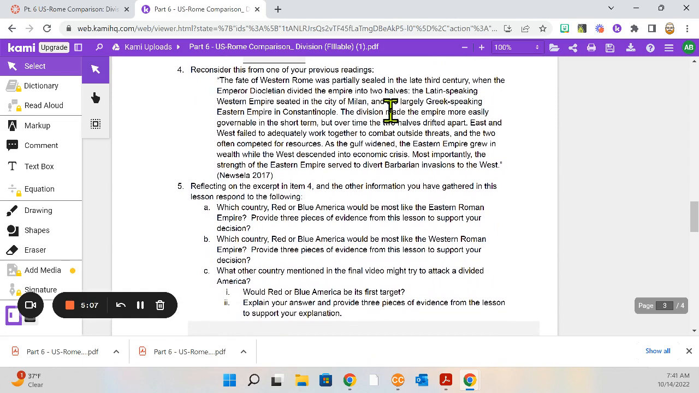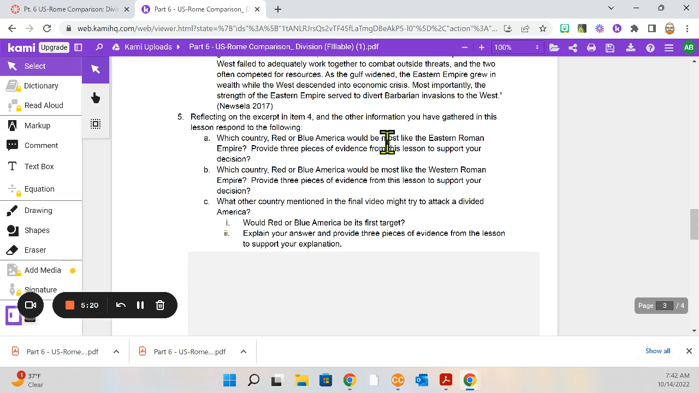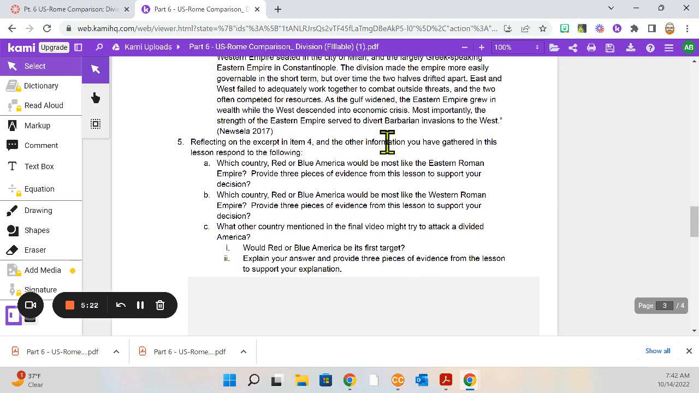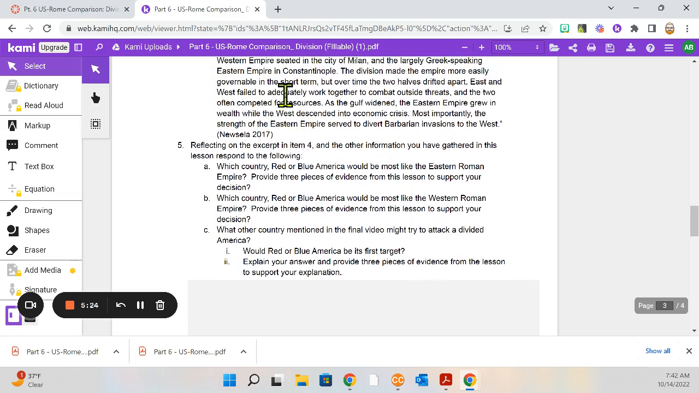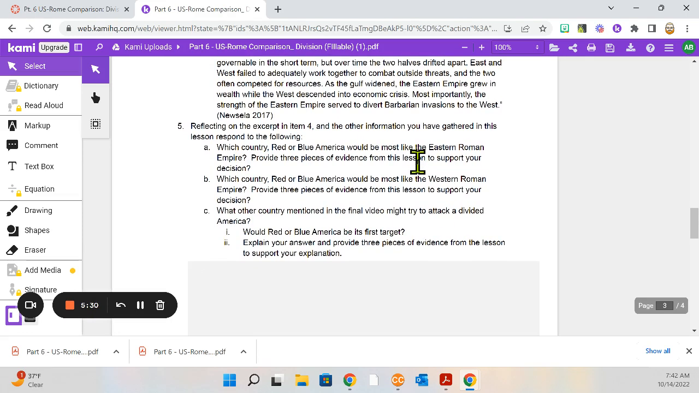Once you've done that, I've got a passage here from the article you read quite a while back about the 8 reasons for the fall of the Roman Empire. This is all about the division. I then want you to reflect on that excerpt from the article and what you have learned in this lesson to answer these questions.